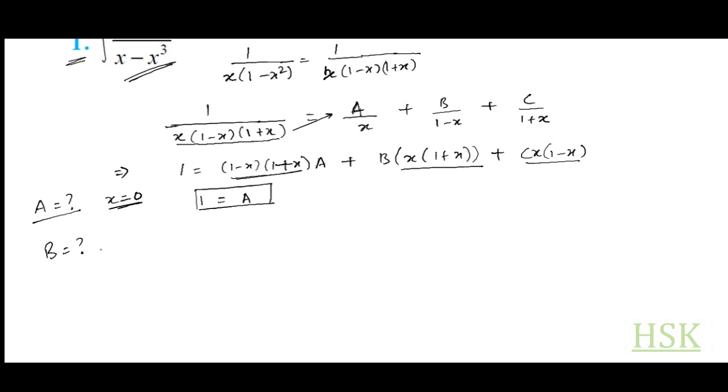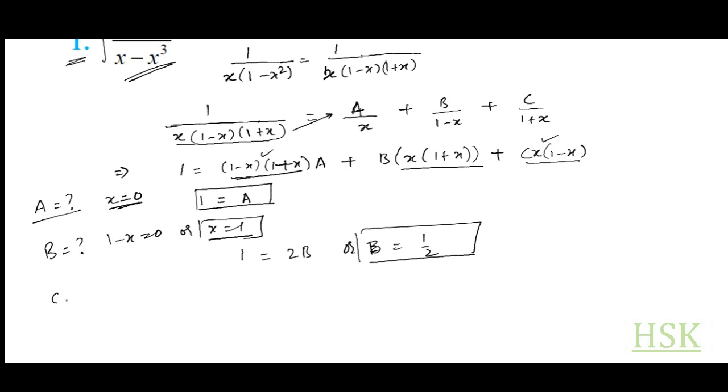To calculate the value of b, I'm going to place 1 minus x is equal to 0 or x is equal to 1. The moment I'm going to place x is equal to 1, this term and this term are going to become 0, and I'm going to get 1 is equal to 2b, or b is equal to 1 upon 2.